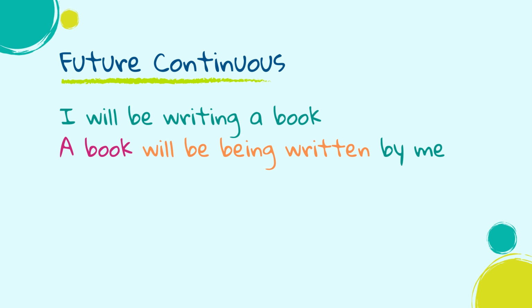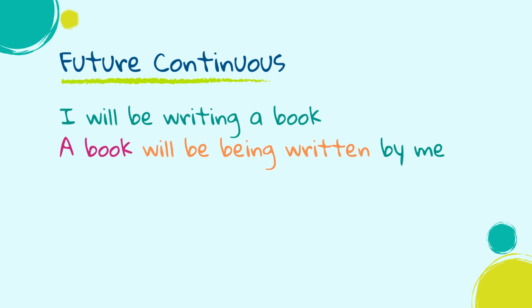Future continuous. By this phase, I believe you know that when we have a continuous sentence, we need to put an -ing verb. This is also similar to what we have here. I will be writing a book. Be writing a book means continuous. But this is not only continuous. This is a continuous action that happens in the future. So we put will, and the sentence becomes I will be writing a book.